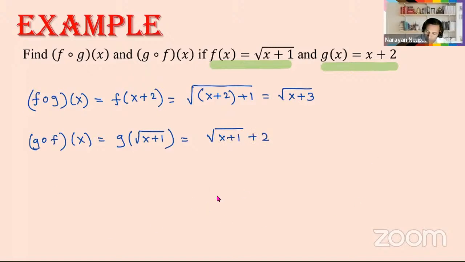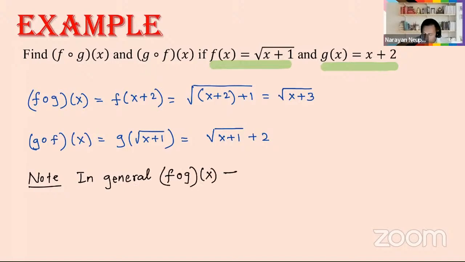Note one thing, you can see that f of g of x and g of f of x are not equal. So for a quick note, in general, f of g of x is not equal to g of f of x. In general, they are not equal. There is one special case when they will be equal. They will be equal if f and g are inverse of each other.